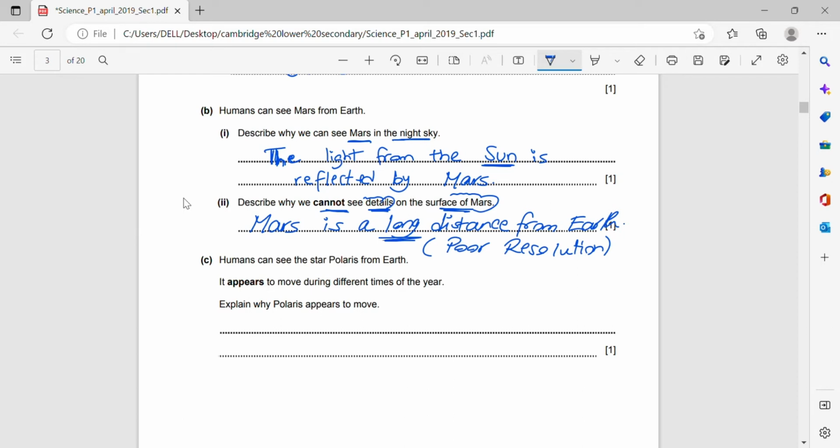Humans can see the star Polaris from Earth. It appears to move during different times of the year. Why Polaris appears to move? إيه اللي حقيقي move? Is it Polaris ولا إيه? Great. Actually, the Earth is the one that moves and orbits. That's why the star Polaris appears to move. So the fact is that Earth moves, or you can write it orbits. That's why Polaris appears to move. Like actually the Earth is the one orbiting.